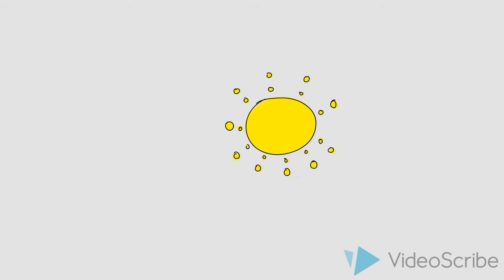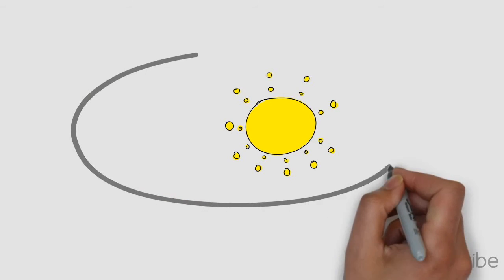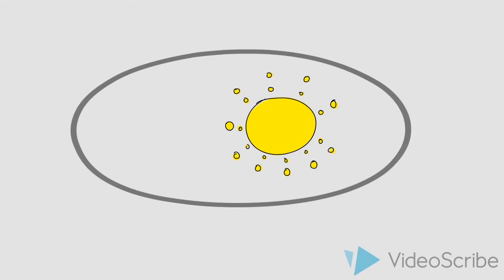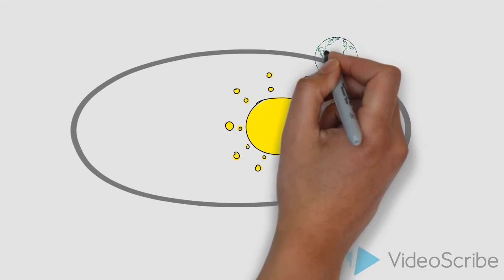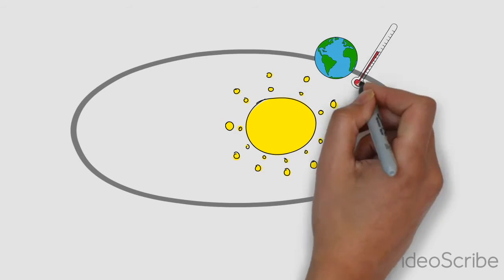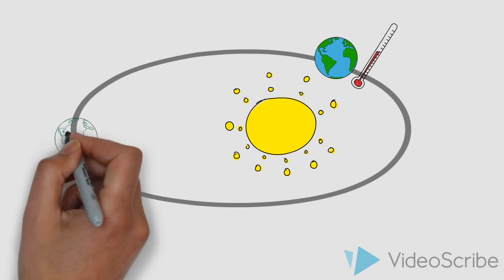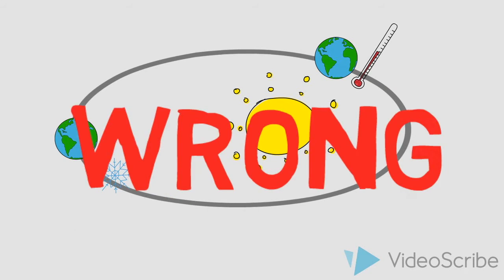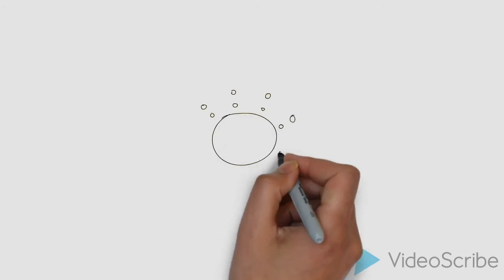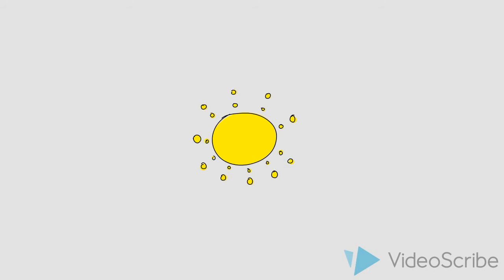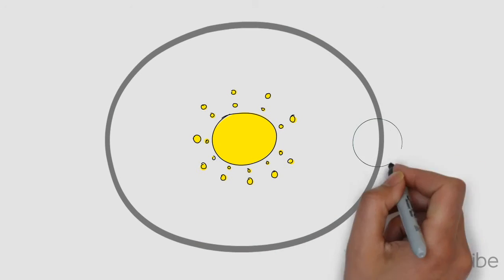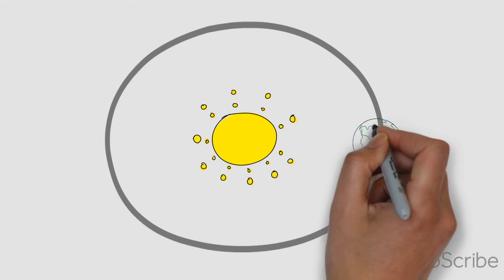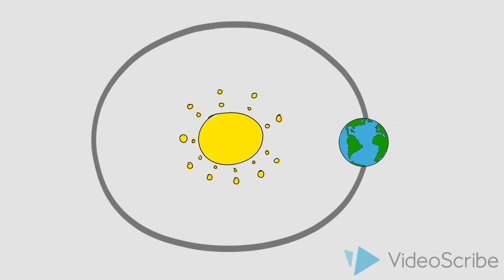People often believe that the seasons are caused by the changing distance between the sun and the earth. They think that when the earth is closer to the sun, it is hotter, and when it is farther away, it is colder on earth. But this is wrong. Since the earth orbits the sun in an almost perfectly circular orbit, the distance between the sun and earth is nearly constant throughout the year.